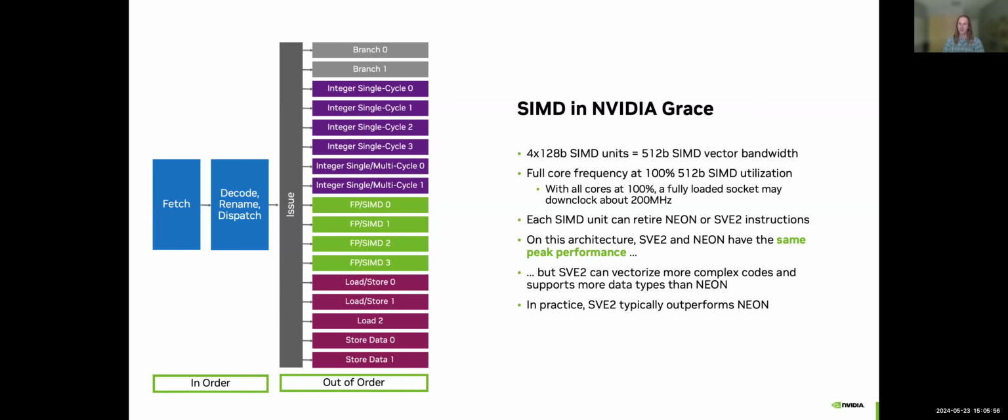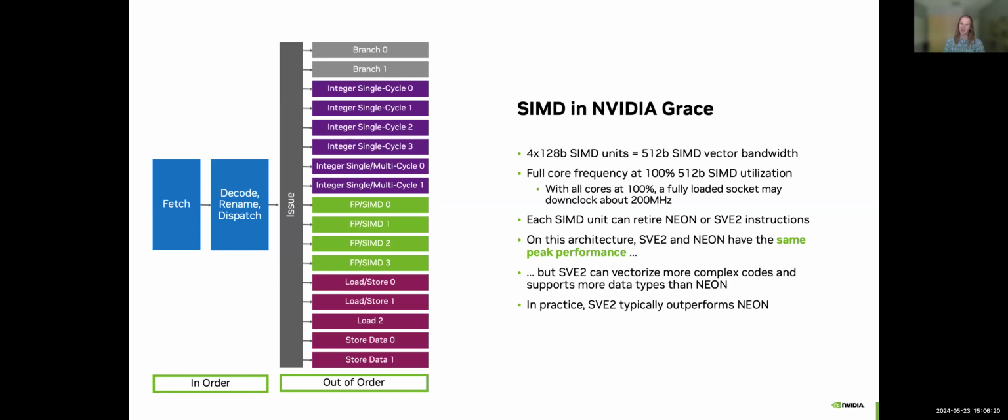Now, because SVE is implemented at 128 bits in Grace, which is the same bit width as Neon, the theoretical peak for Neon and the theoretical peak for SVE, SVE2 is the same. If I had something like a matrix operation and I wrote it in Neon, and I wrote it in SVE, theoretically, they'll perform the same on Grace.